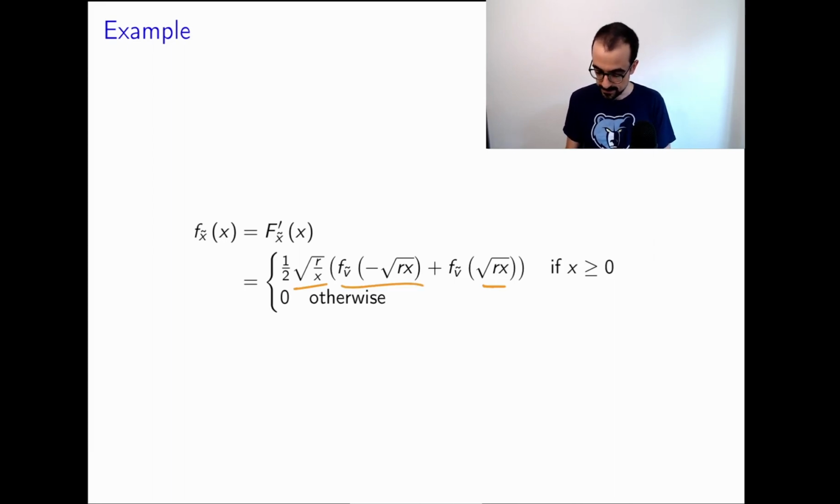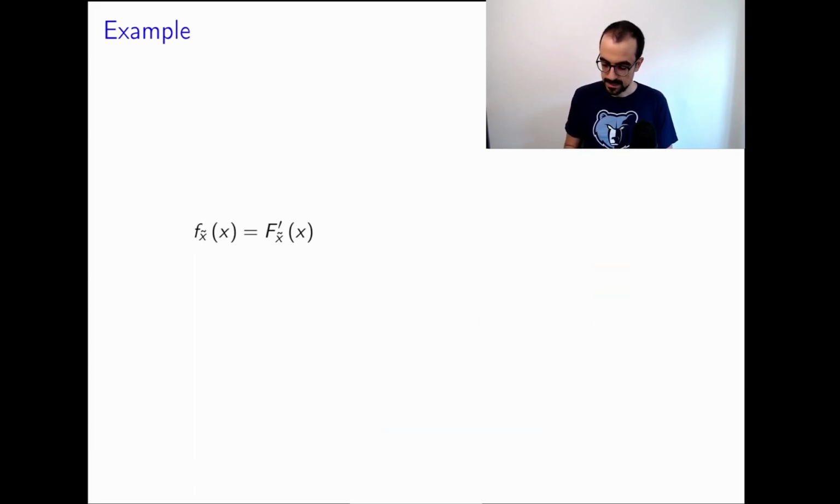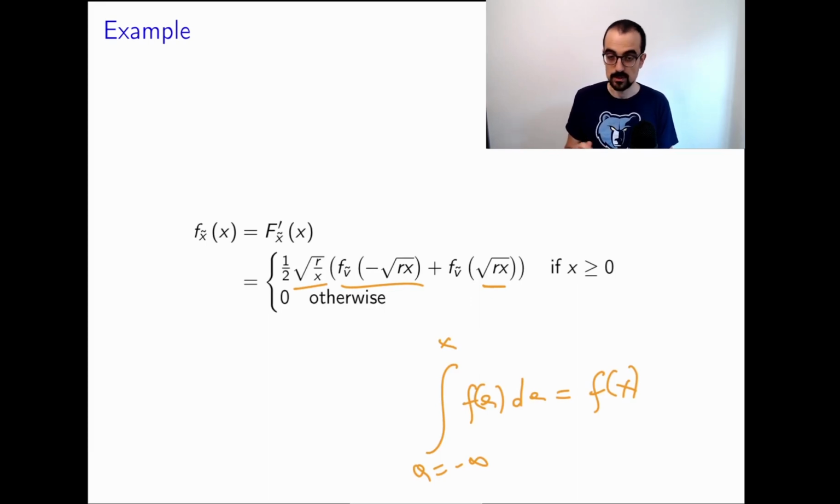This comes from the fact that, let me see if I remember my high school calculus, the derivative of the integral of f(a) da from minus infinity to x is just f(x). Then we apply this to the previous expression, and we end up with this expression for the density of the power.